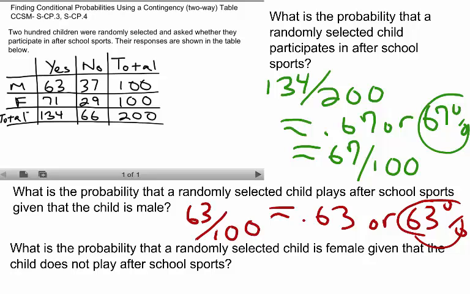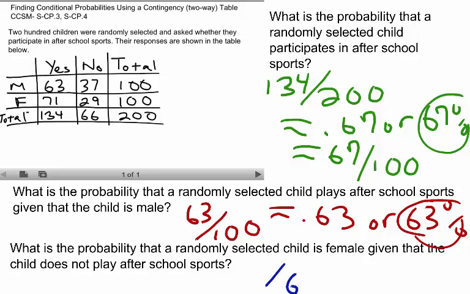Let's take a look at one more question. What is the probability that a randomly selected child is female, given that the child does not play after-school sports? Again, we see the phrase given that, which tells us that we're restricting to a particular condition, and the condition is that the child does not play after-school sports.